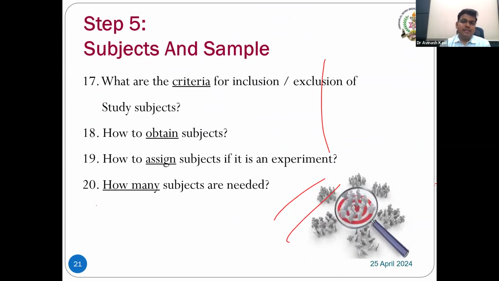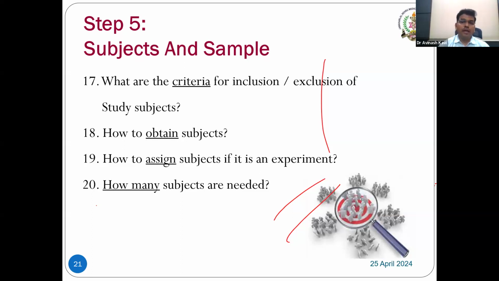Then coming to the subject and the sample. Most of the times we think that whoever comes into our contact will be our subjects, but it is not so. We have to have a very systematic approach before we actually select the sample, because they are the ones who are giving the data for the results and the outcomes that we are measuring. So here we have 4 questions that need to be answered. What is the criteria for inclusion and exclusion of the study subjects? How to obtain the study subjects? How to assign the subjects if it is an experimental group? And how many subjects are needed? That is nothing but your sample size.